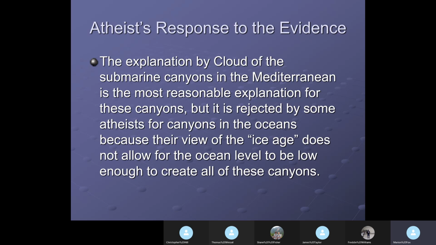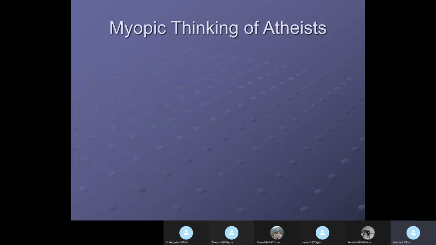Again, my flood model, having a flood that's tidal in nature, would allow for that and create those canyons, create them in just a few days, not years or millennia.